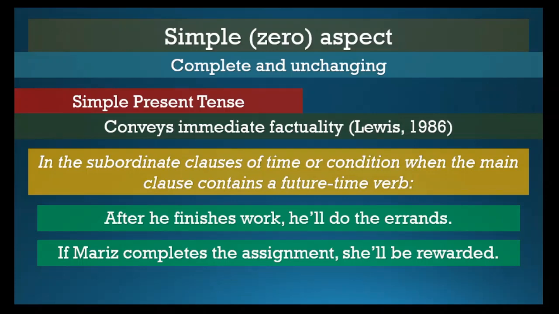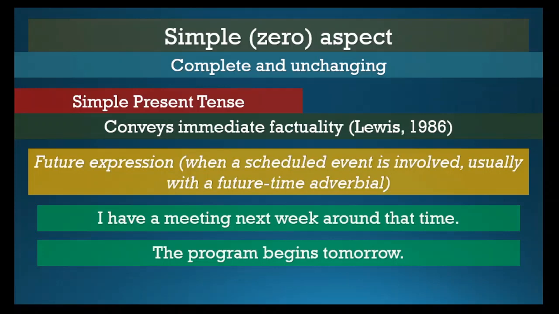The main clause here is in future tense aspect, while the subordinate or the if clause is in simple present tense. This happens if and only if the main clause suggests futurity, thus making the sentence hypothetical. Now, simple present may also be used to indicate a future time, but only if this future time is indicated by a scheduled event. These are some of the examples. I have a meeting next week around that time. The program begins tomorrow. We know that these are scheduled events because of the adverbials next week and tomorrow.